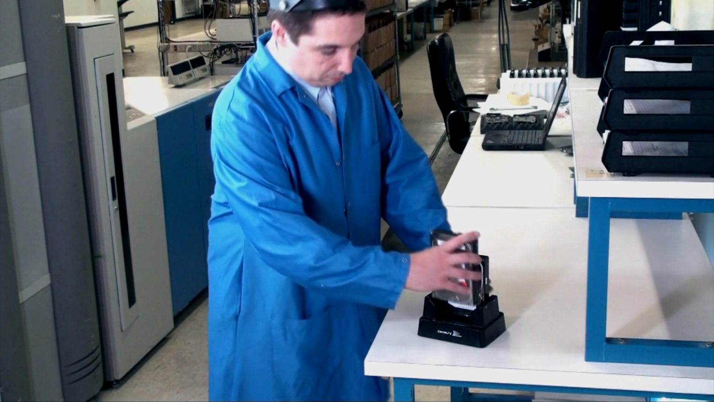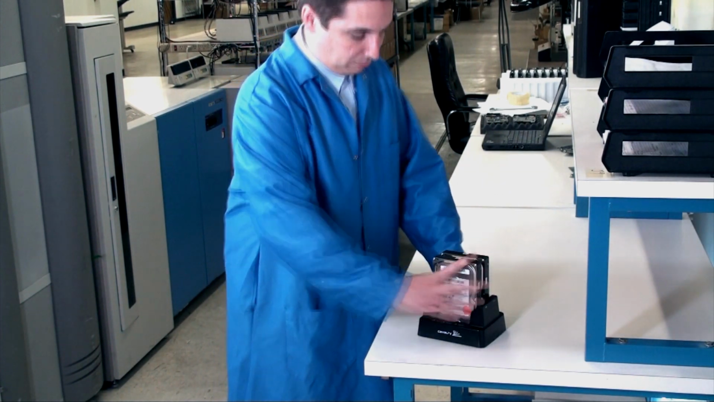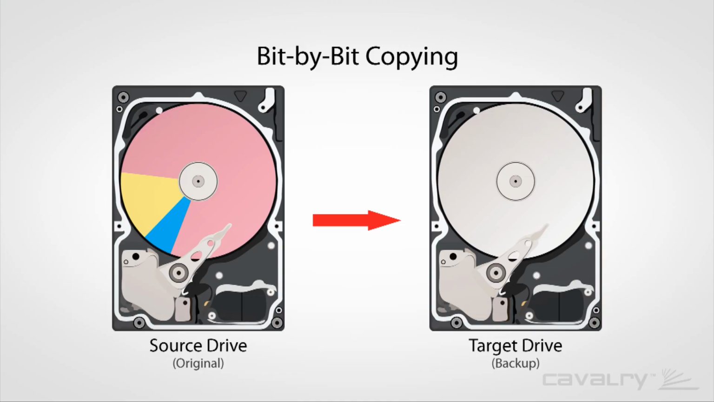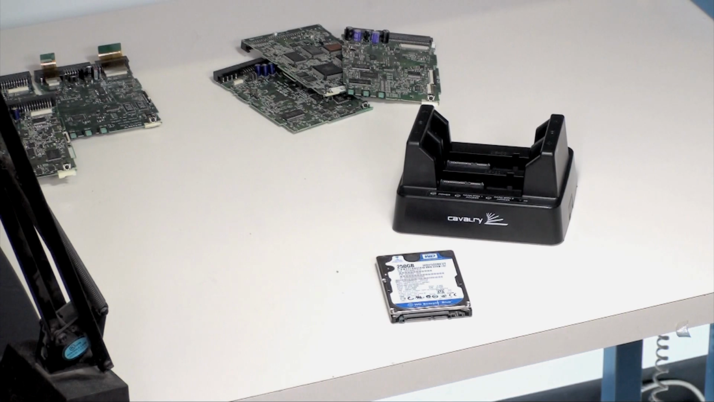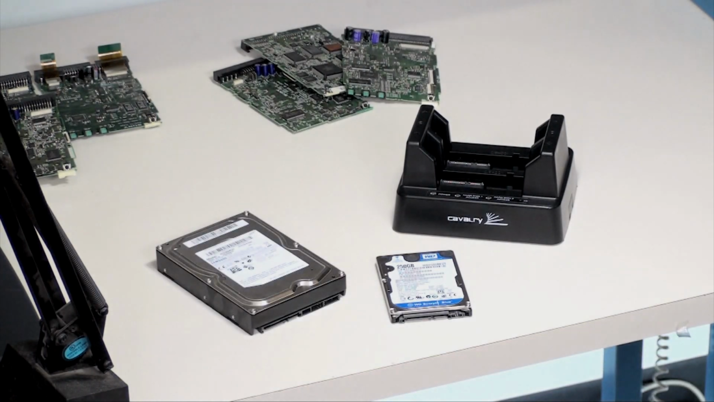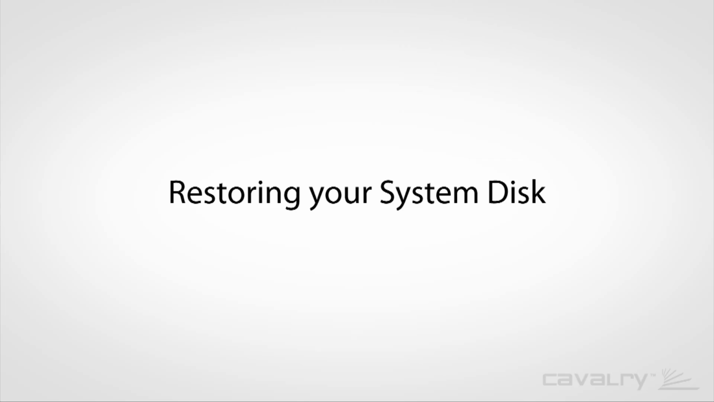The Retriever lets you automatically duplicate data from entire drives, sector by sector, with only the press of a button. You can use both 3.5-inch and 2.5-inch SATA drives, even if they have different specs, as long as the target drive is greater than or equal to the source drive.